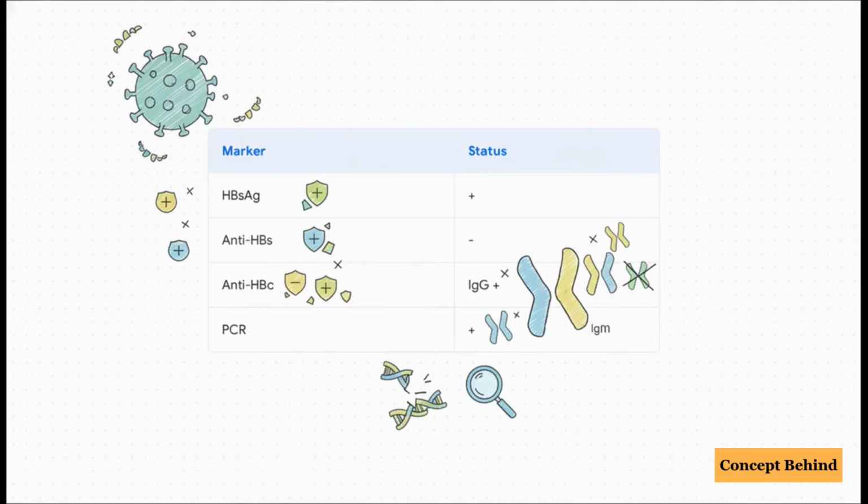But look really closely at the core antibody here. The absolute crucial point that differentiates a chronic infection from an acute one is the shift in anti-HBc. We move from those early IgM responders to the long-term veteran IgG antibodies. If you're looking at a chart and you see a positive surface antigen paired with a positive IgG core antibody, you are definitively looking at a chronic infection.